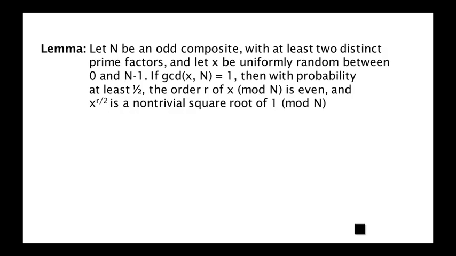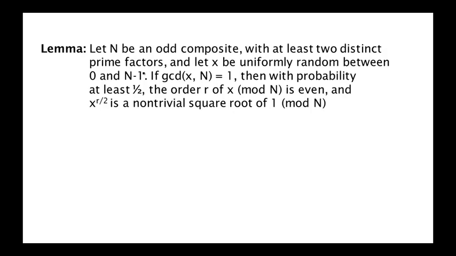Okay, so now what's the general principle underlying all this? So here's a general lemma, which I won't prove, but if you wish to understand how to prove it, you can look up the reference that I gave. What it says is that this happens in complete generality. So let n be an odd composite, and let's say that n has at least 2 distinct prime factors. That's the case that we are interested in, because now we want to factorize n.